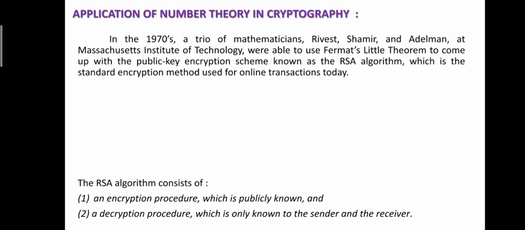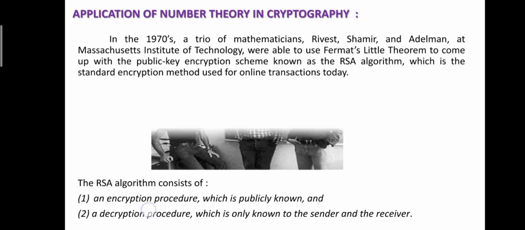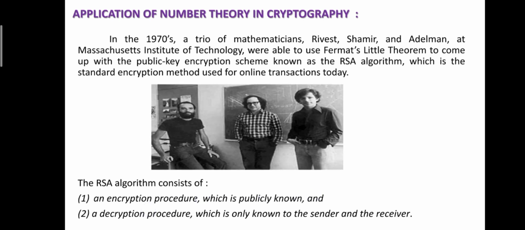In the 1970s, a trio of mathematicians, Rivest, Shamir and Adleman at MIT, were able to use Fermat's little theorem to come up with the public key encryption scheme known as the RSA algorithm, which is the standard encryption method used for online transactions today. The RSA algorithm consists of an encryption procedure which is publicly known. The whole encryption works due to number theory. As a result, the security of transactions is ensured.